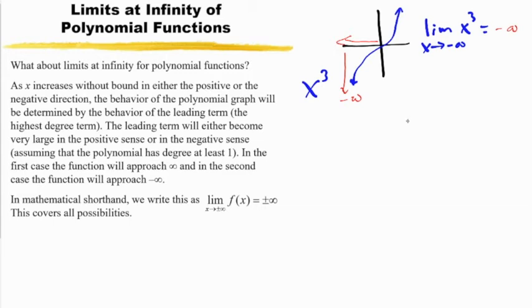Let's change this question. What is the limit of negative x cubed as x goes to negative infinity? Now we're talking about the lead coefficient of the graph. When the lead coefficient is negative, it flips the graph and it looks like this.